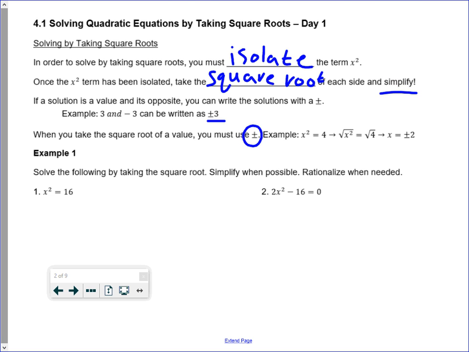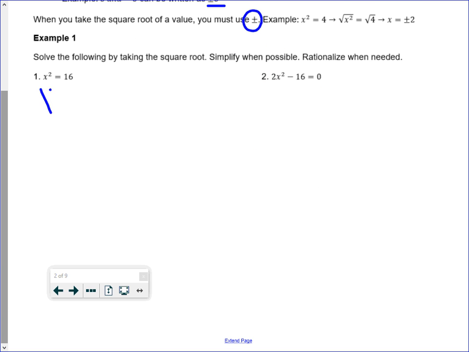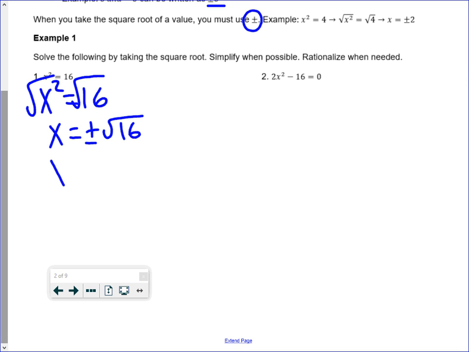Number 1, we're going to solve x squared equals 16. So we have x squared equals 16. We're going to take the square root of both sides. We get x equals plus or minus the square root of 16, and the square root of 16 is just 4, so we have plus or minus 4. Because if you plug it back in, 4 times 4 is 16, that works. Negative 4 times negative 4 is also 16, that also works, and that's why we have to use the plus or minus, since it has to account for both the positive and the negative answer.